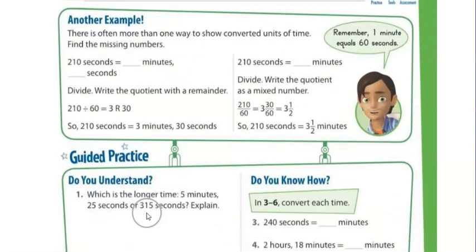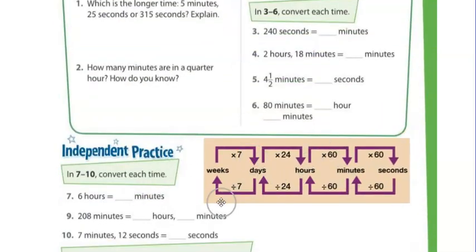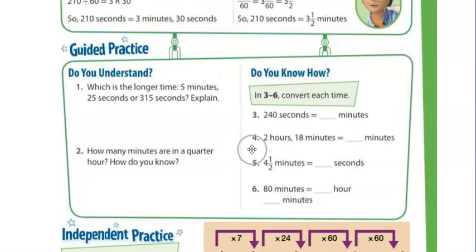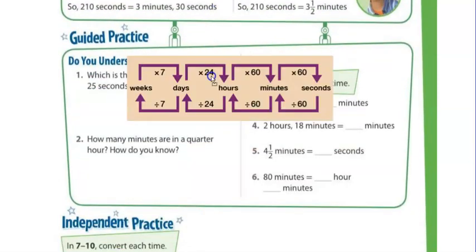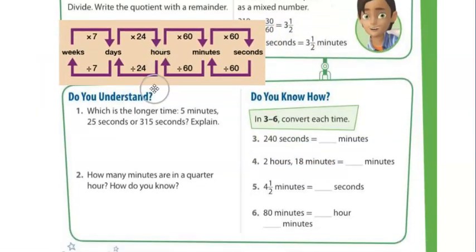All right, so we are on page 35 now. I've also brought the conversion chart over to make it a little bit easier to look at and see. So we are going to be looking at number 1. It says, which is longer time, 5 minutes and 25 seconds or 315 seconds? Explain.